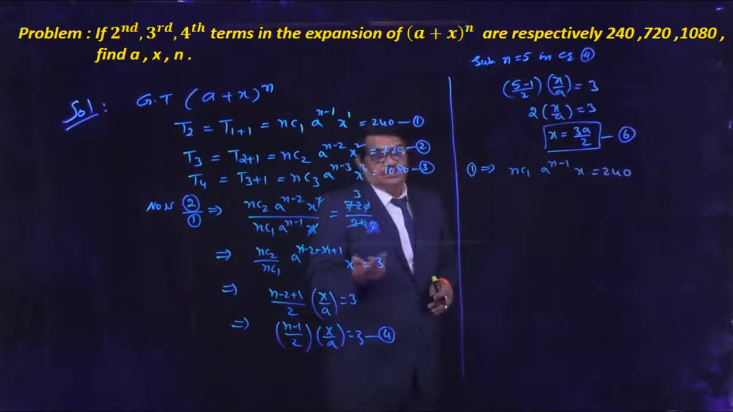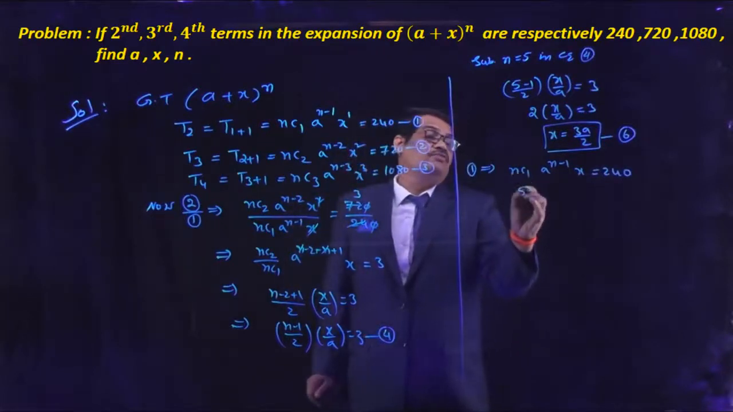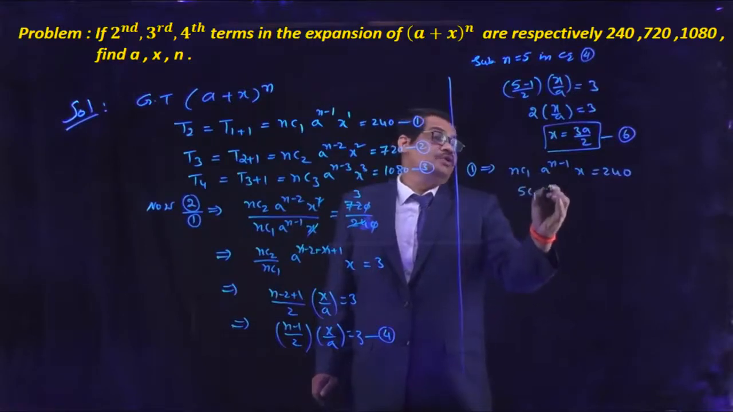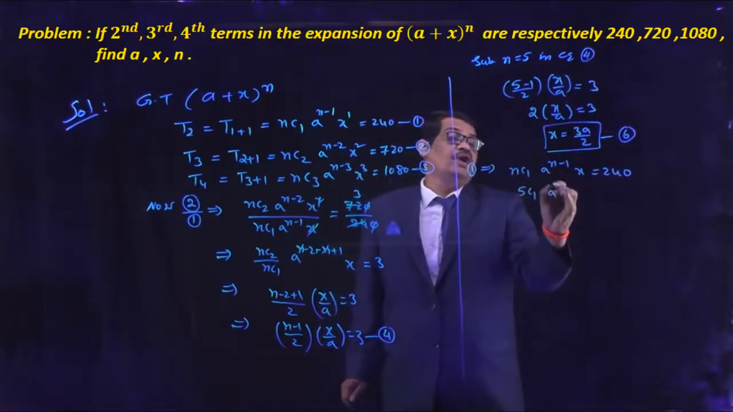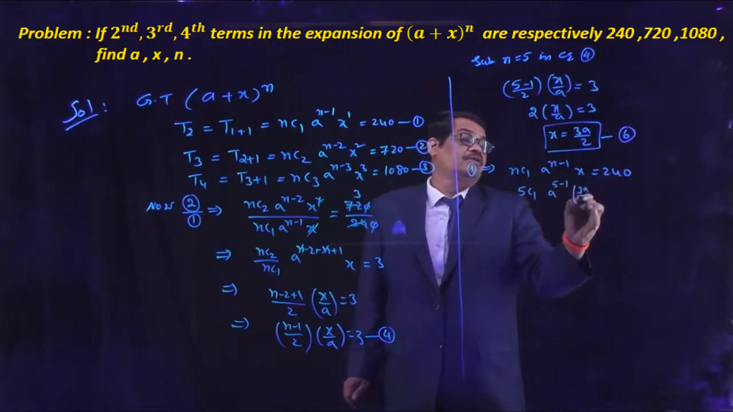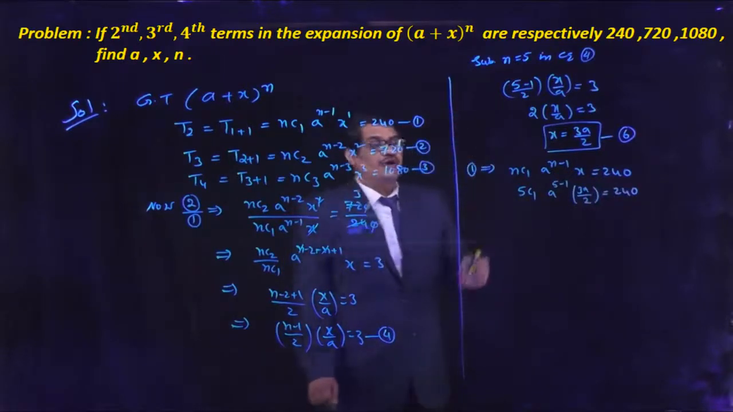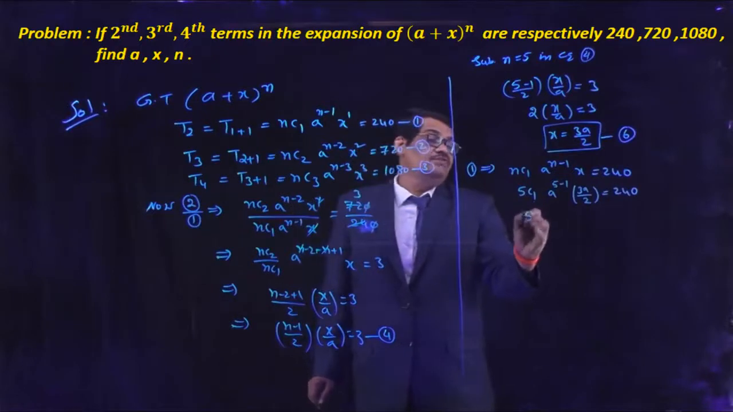So we know that the n value is 5. We have 5C1 into a to the power of 5 minus 1. Here x is written in terms of a, that is 3a by 2, equal to 240. From that, what is 5C1? That is 5.